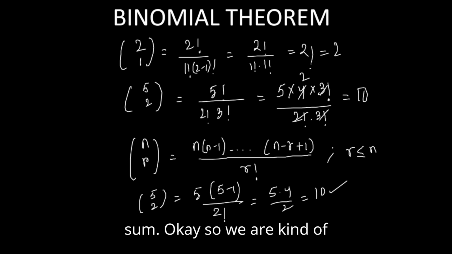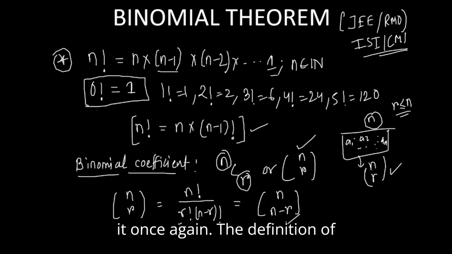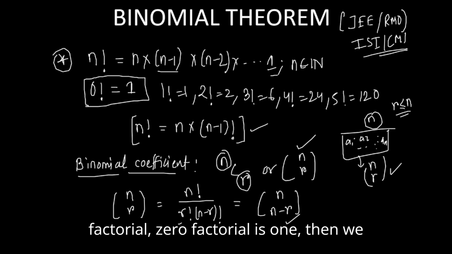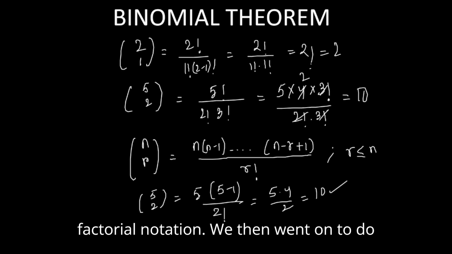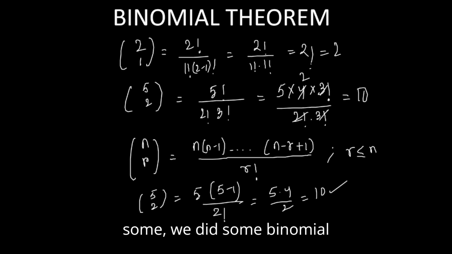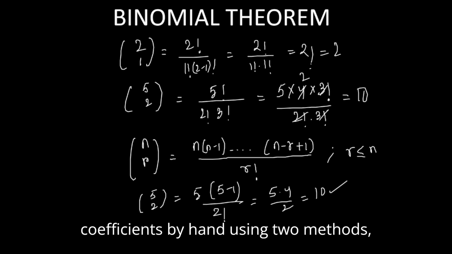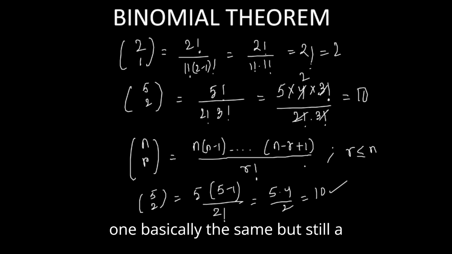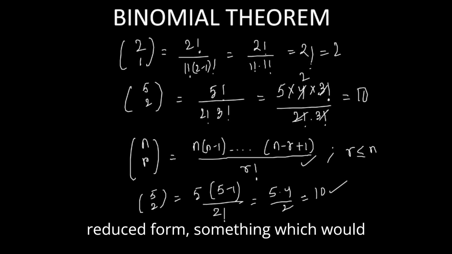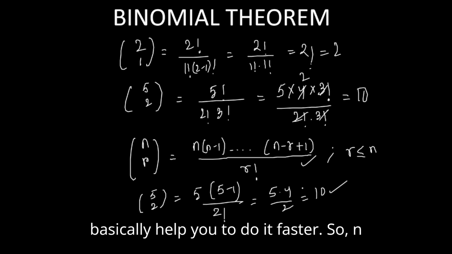Okay, so we are kind of done with the basics. So I'll just revise it once again. The definition of factorial: 0 factorial is 1. Then we define the binomial coefficient and its factorial notation. We then went on to do some binomial coefficients by hand using two methods. One using the factorial notation, another one basically the same but in a reduced form, something which would help you to do it faster.